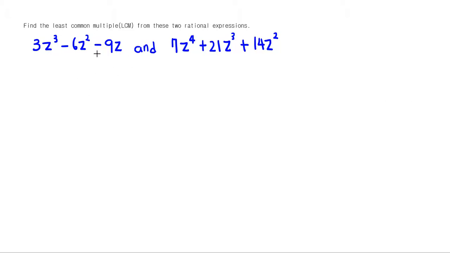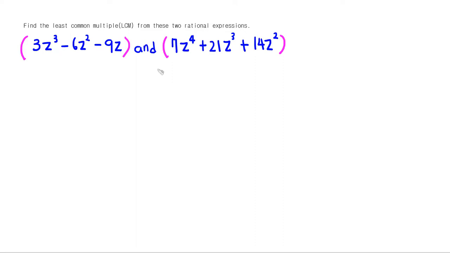In this video, I'm going to talk about the second example of finding the least common multiple of these two trinomials right over here. It is 3z to the third power minus 6z squared minus 9z, and 7z to the fourth power plus 21z to the third power plus 14z squared.